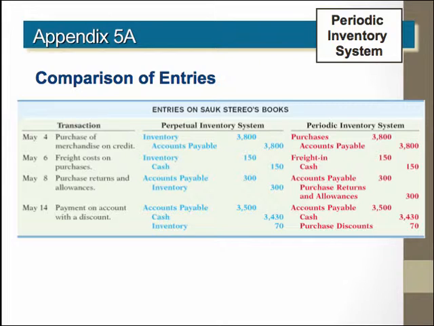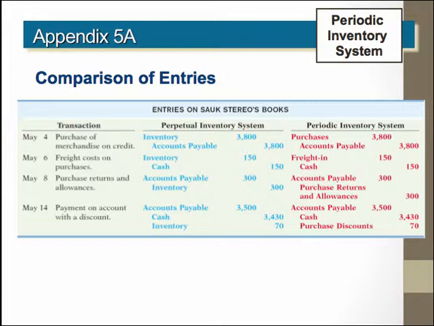Here is a side-by-side comparison of the journal entries that have to be made between the perpetual and periodic inventory systems. What you see here on this screen are the journal entries that are made by the buyer. Notice instead of using the inventory account used in the perpetual inventory system, the periodic uses purchases. Instead of increasing the inventory account for the freight that's paid in the perpetual, the periodic uses freight in.